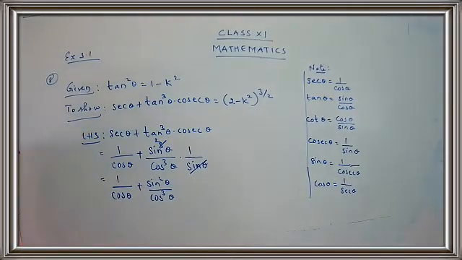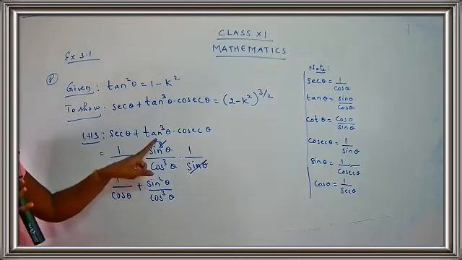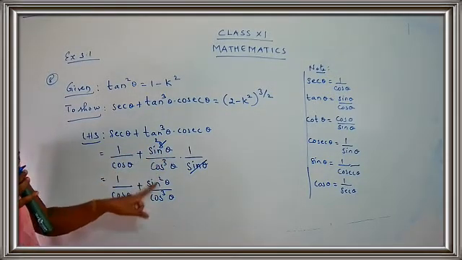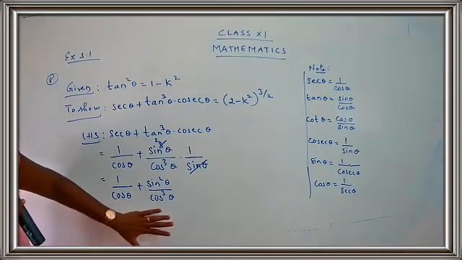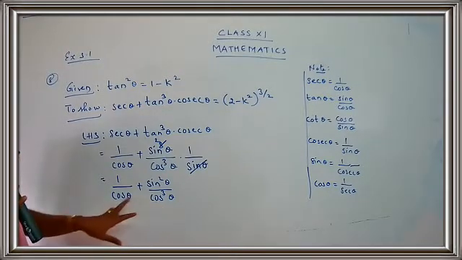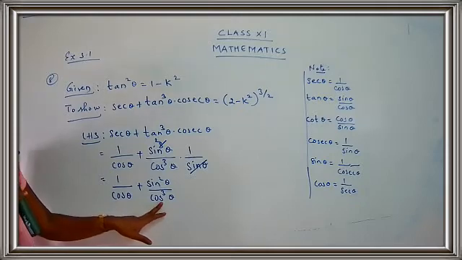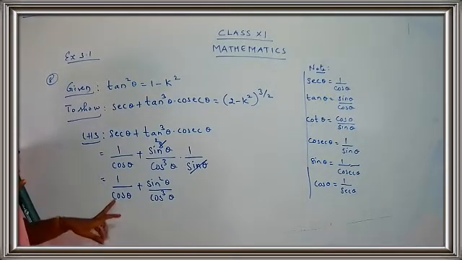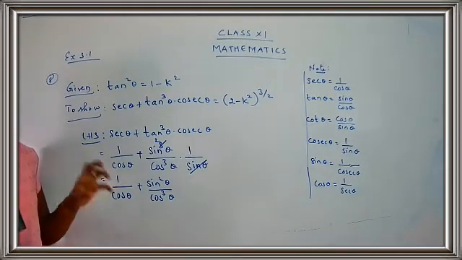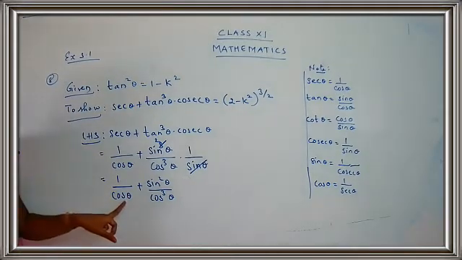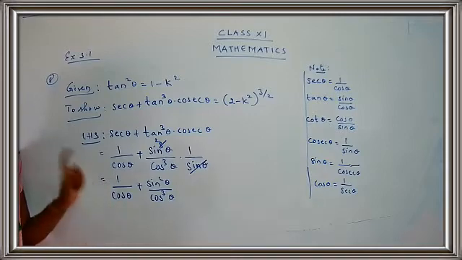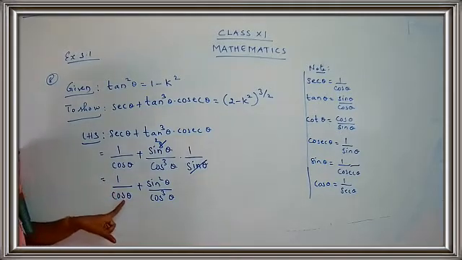Getting the point? So what is left here, children? Sin square theta is left in the numerator part and cos cube theta is left in the denominator part. Now just observe this expression carefully, children. Just see the denominator part. You have your cos cube theta and your cos theta. So I have to make the denominators equal. I want the same denominator. So what I'm going to do, I'm just going to multiply the first term by cos square theta. If I multiply by cos square theta, I'll get cos cube theta here.